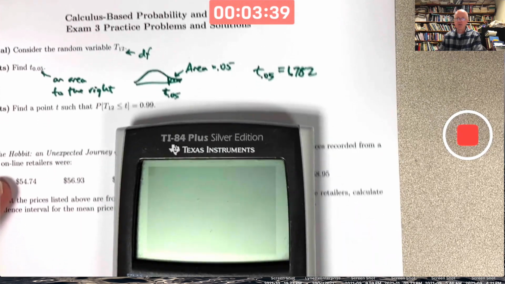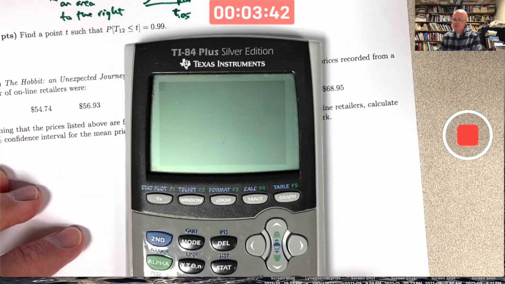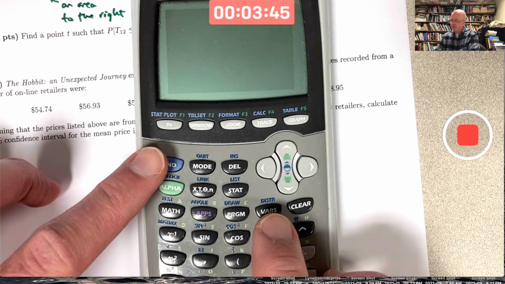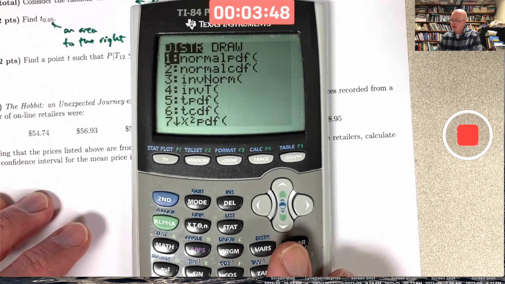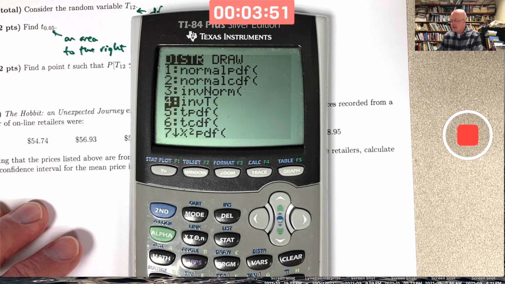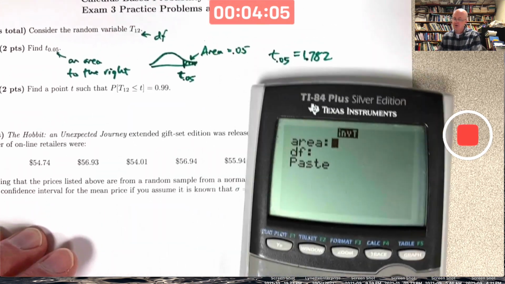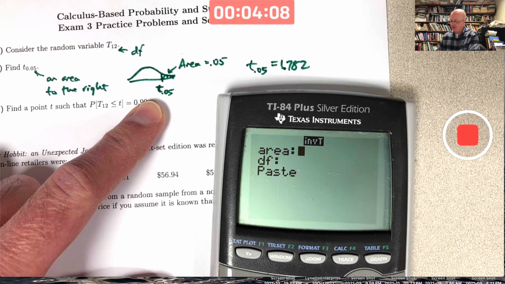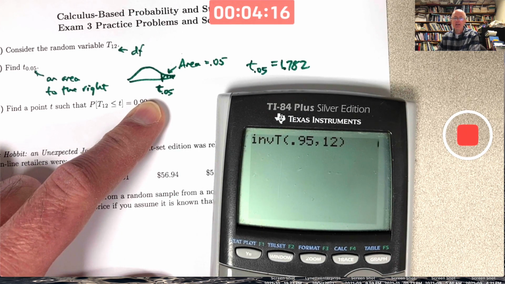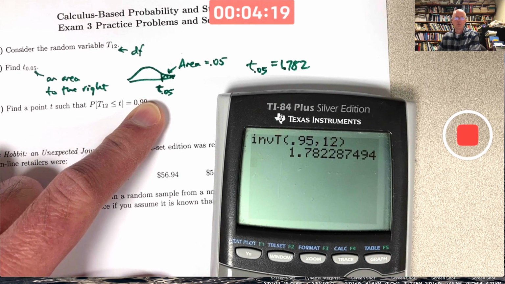With a TI graphing calculator, we can go to the distribution menu, which is right above the variables button there. Distribution menu, and look for inv-t, meaning inverse t distribution, which is going to give you a value on the axis rather than a probability. We're going to need to plug in a probability into inv-t. The area refers to the probability. It's assumed to be a CDF value, so this is an area to the left. So if I want the area to the right to be 0.05, once again I want the area to the left to be 0.95. The degrees of freedom is 12. And I confirm the answer to be 1.782. Okay, so that's a way to confirm the answer.